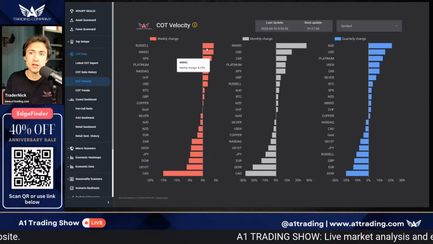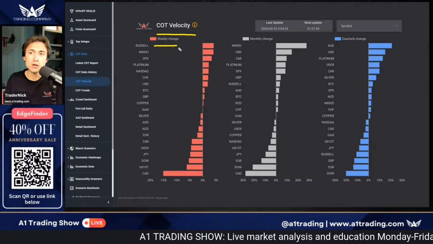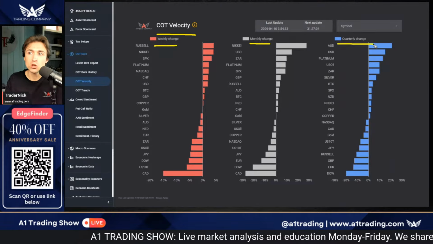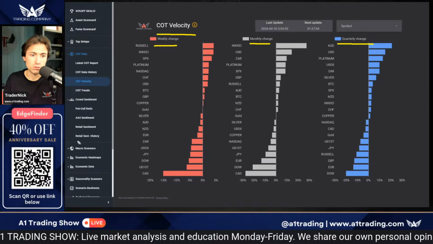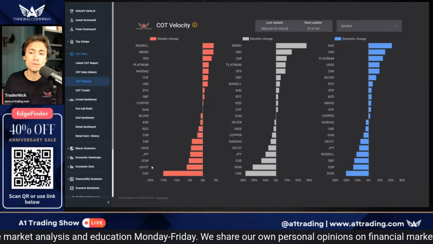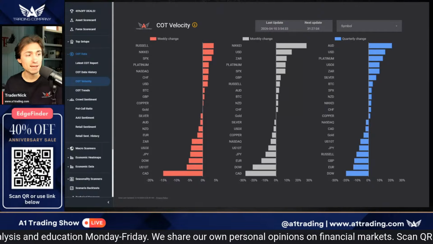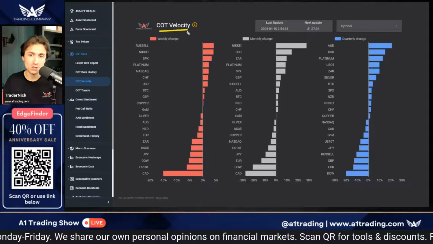Basically, this new chart, if you have not seen this one, we're calling it the COT Velocity chart. It shows you the week-over-week change, the month-over-month change, and the quarterly change for all of your favorite assets, right? So we track all this stuff, the commitment of traders data, but then what we do is we show where money is flowing in and out of the fastest through our COT Velocity chart.